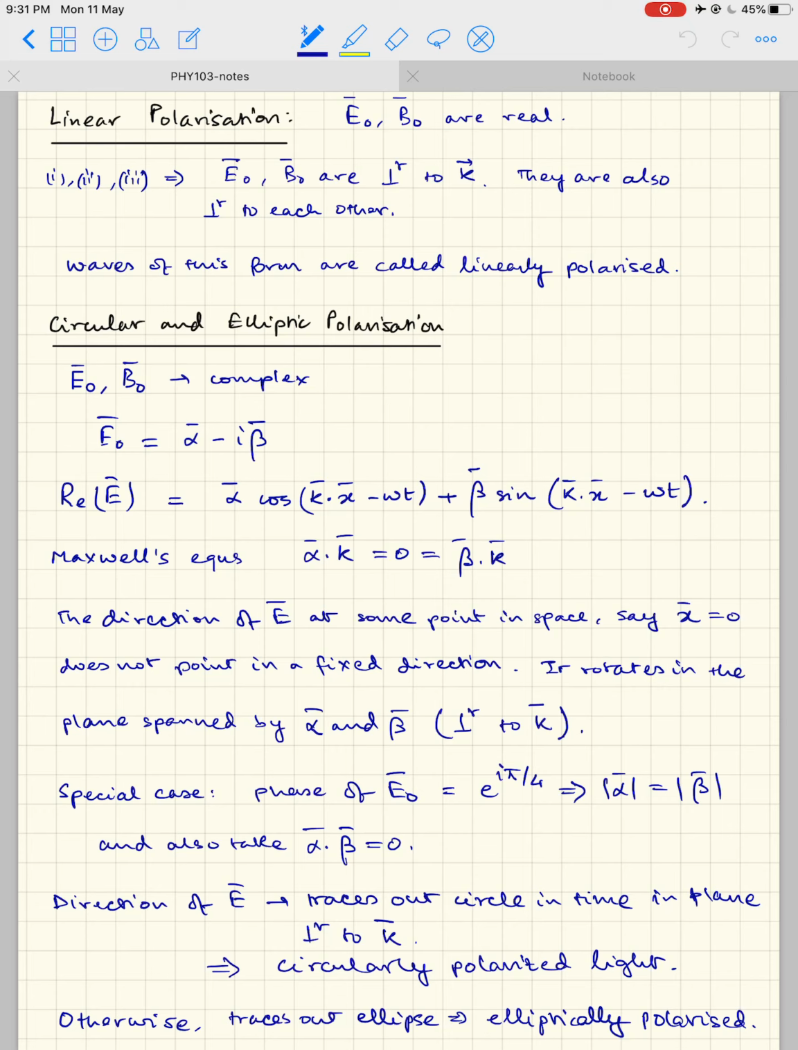If this last bit on circular and elliptic polarized light was a little too quick, I will try and explain this a little bit more in the next class. So I'll stop here for now, and the next lecture will be related to the waves again. We'll be looking at some other aspects of it.